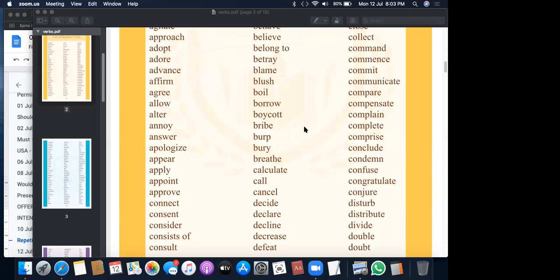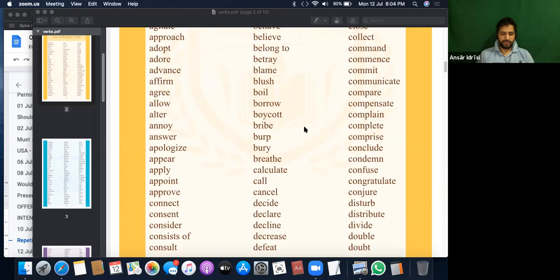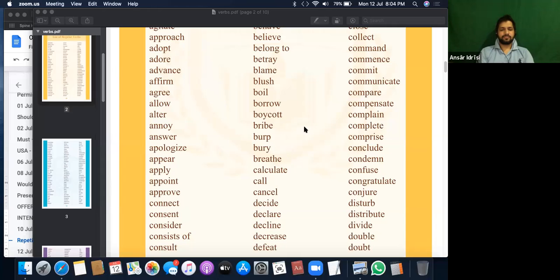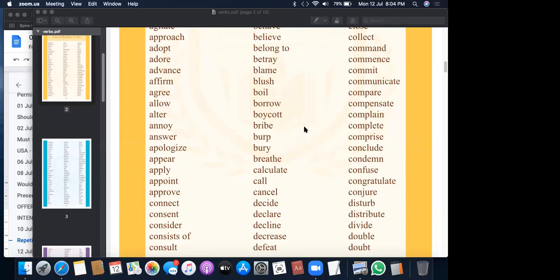Very good. It used to consider. Did it used to consider? It used to consider. Very good. Next. It used to inform. Did it used to inform? It didn't used to inform. Inform. Next. It used to decrease. Did it used to decrease? It didn't used to decrease. Very good. It used to consider.